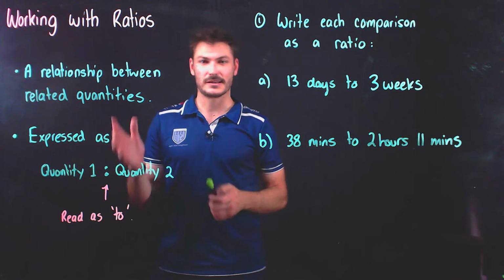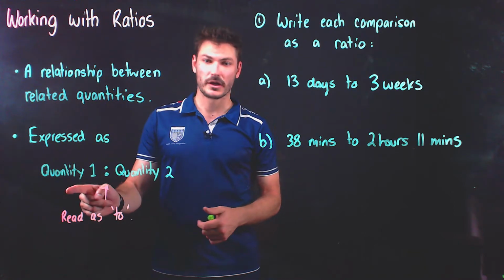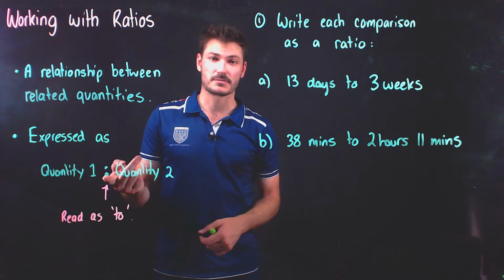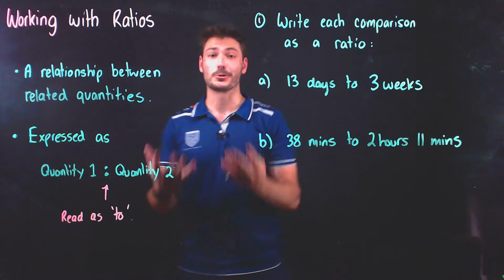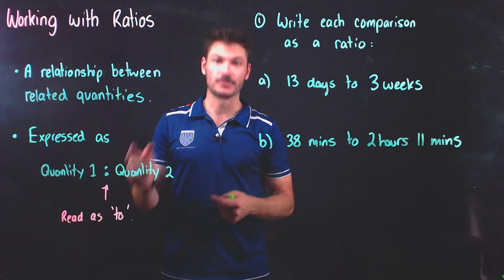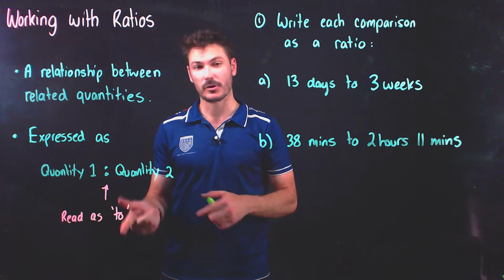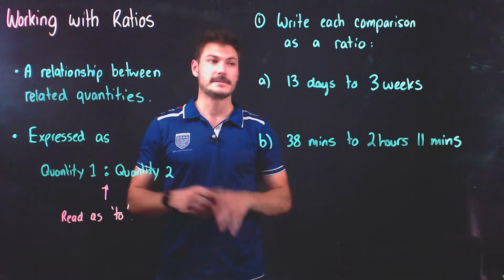And it's expressed in this way: quantity 1, and this is a colon, but it's read as "to". So quantity 1 to quantity 2. Not "two", but this to this, okay?